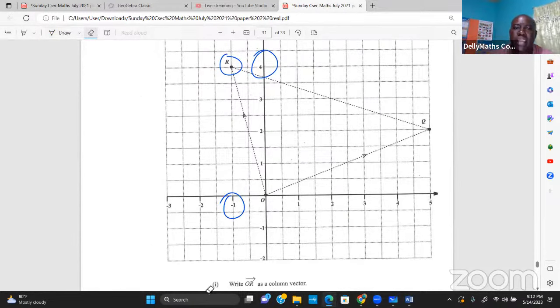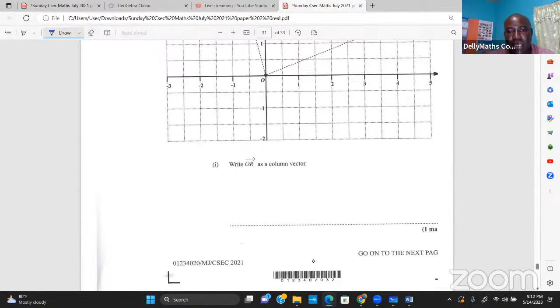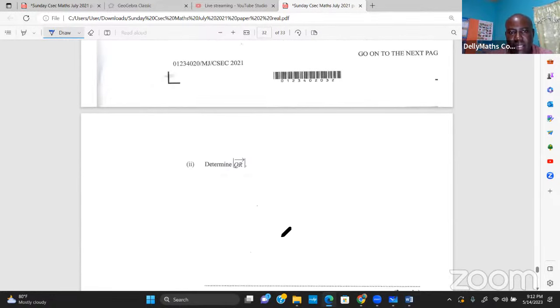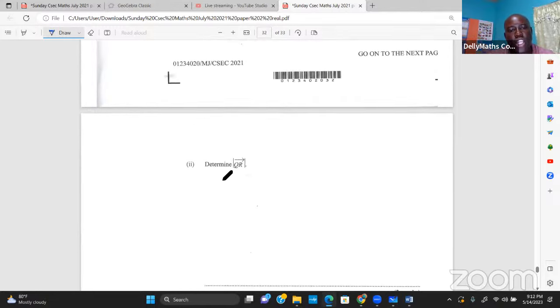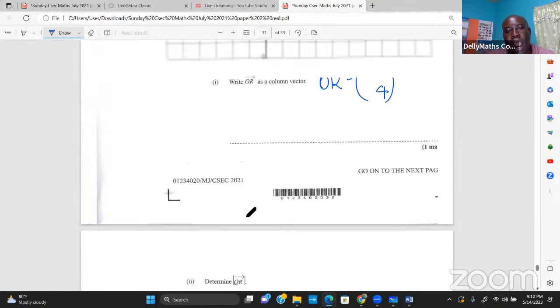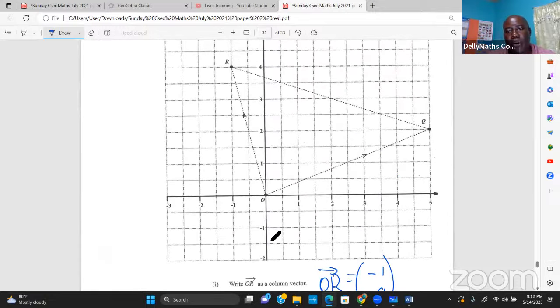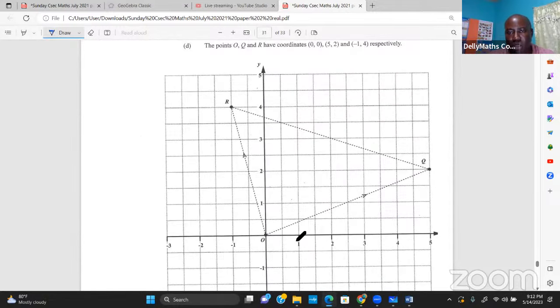All right, so you have to look. There are so many things you could do. -1, 4 by looking. So OR is -1, 4. What's the next question? Oh, we're done. All right, so we're gonna find the magnitude of QR. Look at QR. Where's QR? Look, I'll just count QR right now. Look, QR. It's on the grid. I could count it. Check it out.